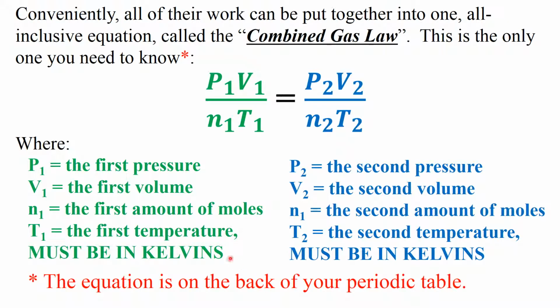Now, fortunately, all of these laws can be put together into something called the combined gas law. The combined gas law is this great big monster equation right here. And it's really the only one that you need to know. Fortunately, it's also listed on the back of your periodic table. The numbers 1 and 2 represent two separate conditions. So P1 is the pressure at the beginning, and P2 is the pressure at the end. V1 is the volume at the beginning, and V2 is the volume at the end, and so on.